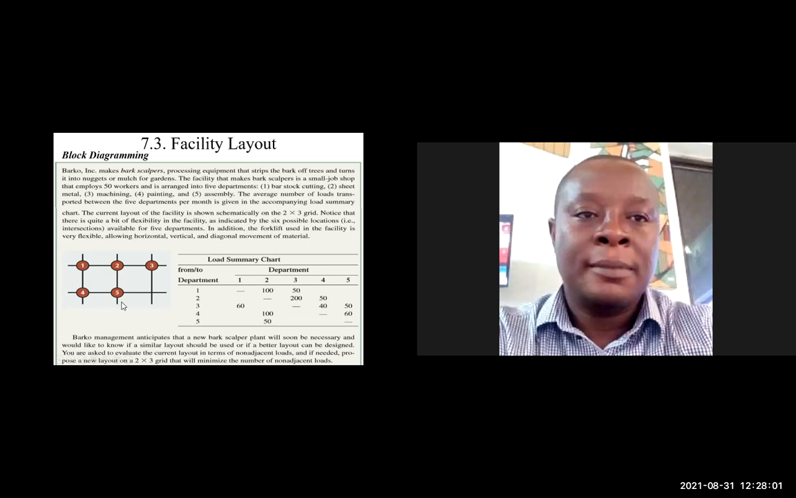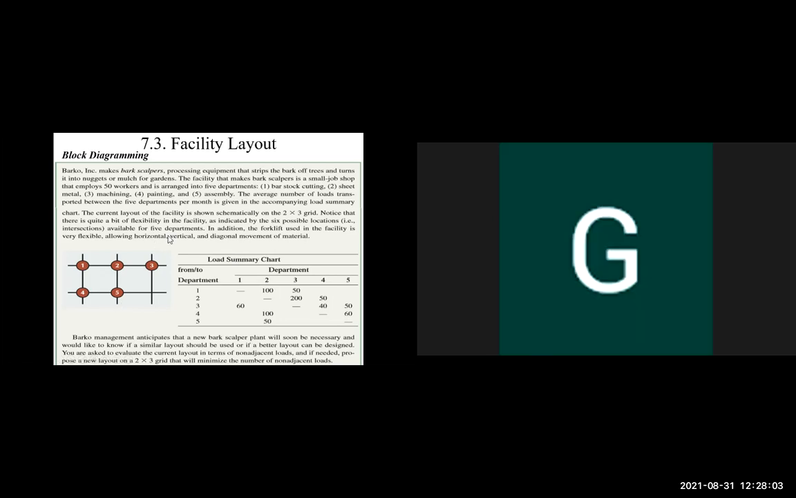So notice that there's quite a bit of flexibility in the facility, as indicated by the six possible locations, that is intersections, available for five departments. In addition, the forklift used in the facility is very flexible, allowing horizontal, vertical, and diagonal movement of material.